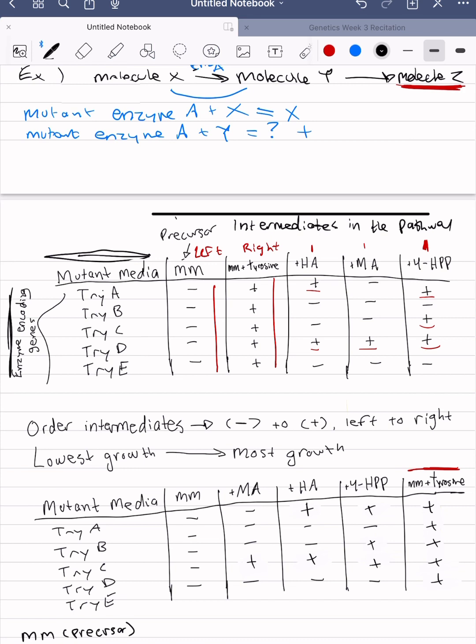So here we have the precursor molecule, which is then converted into MA, which is then converted into HA, which is then converted into 4-HPP, which is then converted into tyrosine.